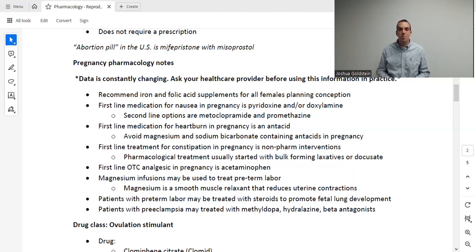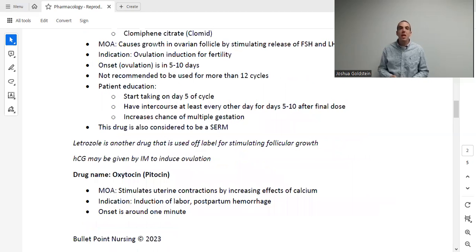Next drug class we're going to talk about is ovulation stimulants, and the drug that we're going to talk about here is clomiphene. Clomiphene, also known as Clomid, is one of the primary medications used today for infertility. Infertility, by the way, is when a patient has been trying for 12 consecutive months to conceive and has been unsuccessful. What do we use this for? We use it to help patients become pregnant.